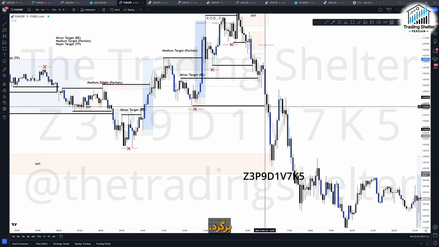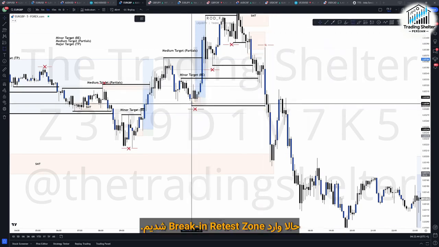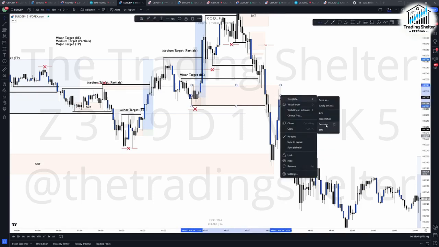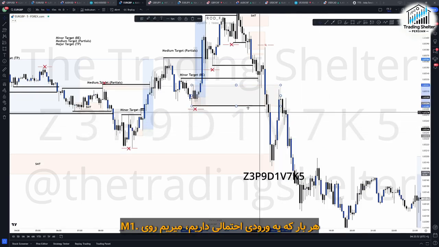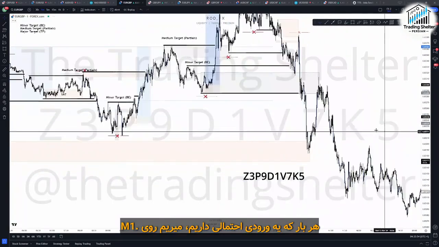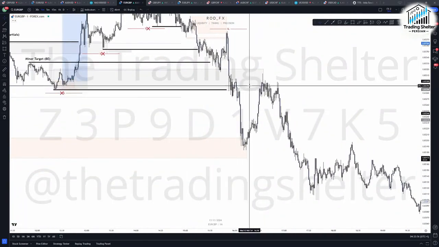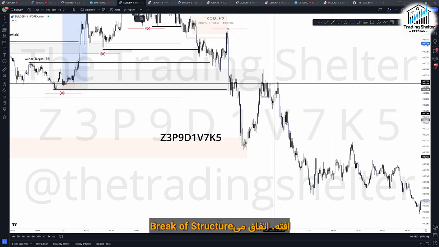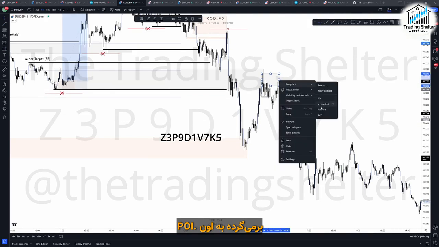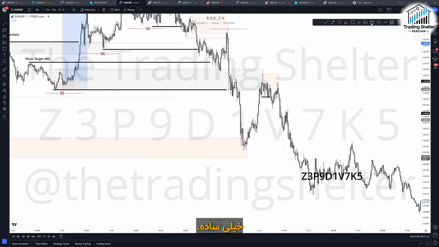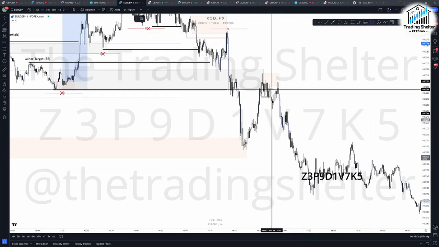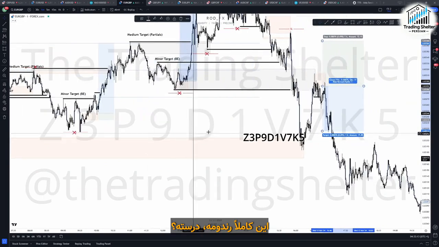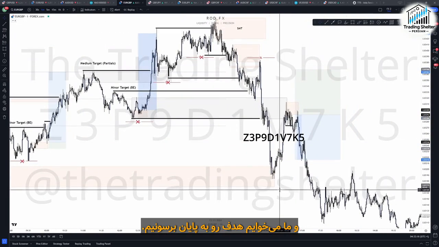Come back. I would have an alert here. We now have the break-in retest zone. And now, every time we have a potential entry, we go to M1. Comes back, break-in retest, break of structure, comes back into that POI. Very, very simple. And now you take the trade because you have the intentions of that SMT, that this is completely random, and we want to finish the purpose.